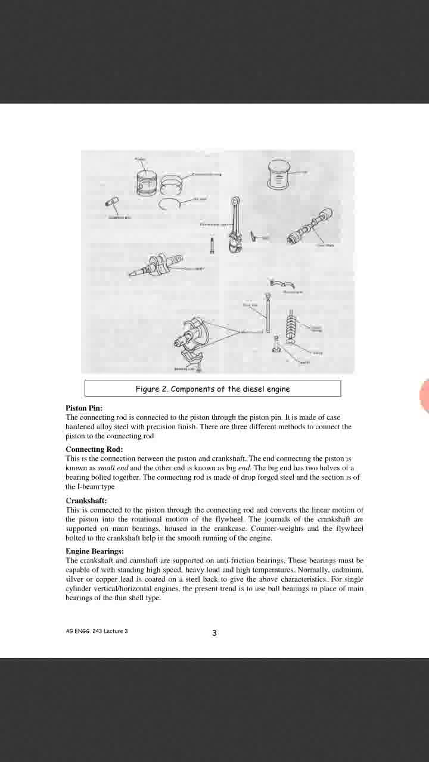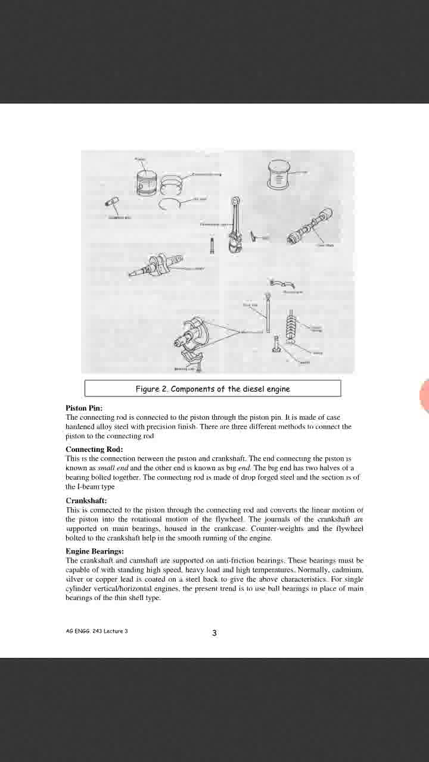Next component, and an important component, is the crankshaft. This is connected to the piston through the connecting rod and converts the linear motion of the piston into the rotational motion of the flywheel. The journals of the crankshaft are supported on main bearings housed in the crankcase. Counterweights and the flywheel bolted to the crankshaft help in smooth running of the engine.